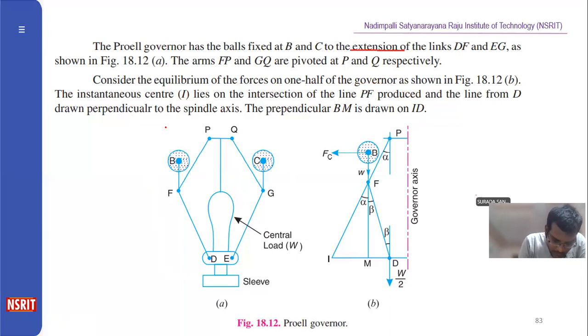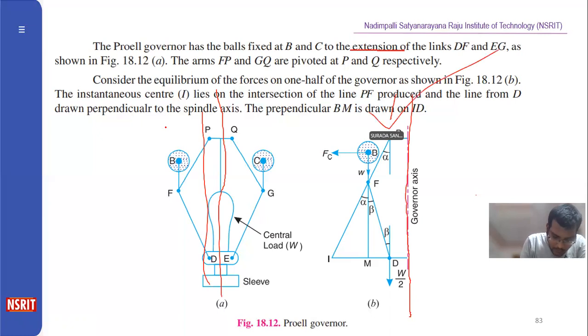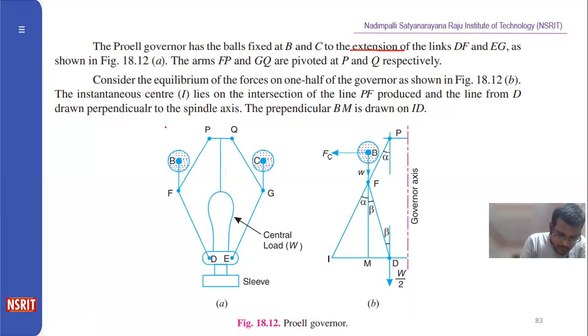See the center axis. This is the axis, the same is taken here. This is the central axis, and from that axis we are having P and D points. Here the P and D links are making some angles. One is alpha, and similarly, this is beta.